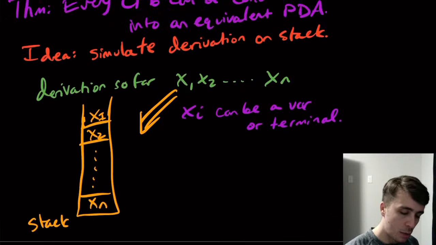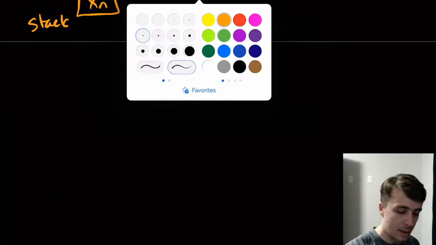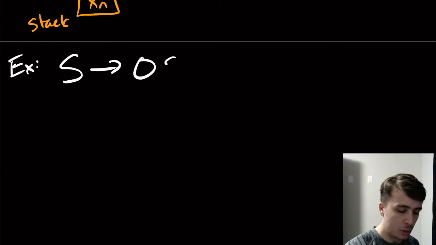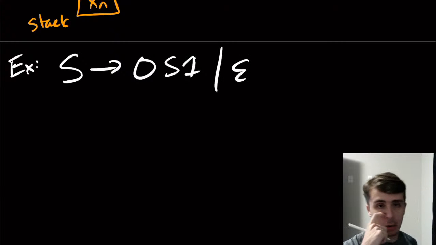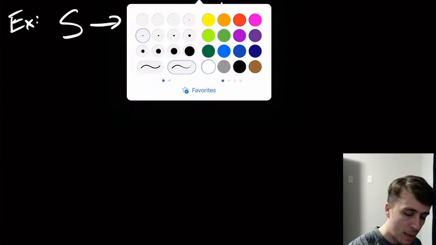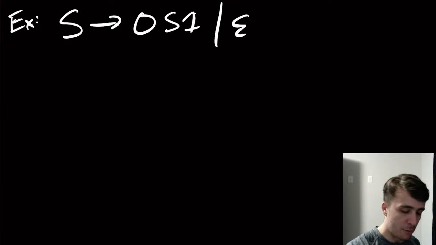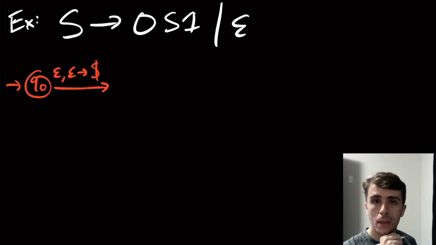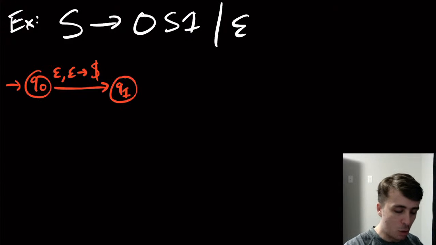Okay, so let's do the 0^n 1^n grammar example. Here's the grammar: S goes to 0S1 or empty. That's the grammar I want to make a PDA for. The way we're going to do this is I'm going to have what I call base states. I'm going to have a start state, and just like before, I push on a special symbol, the $ sign, and go to a state Q1.